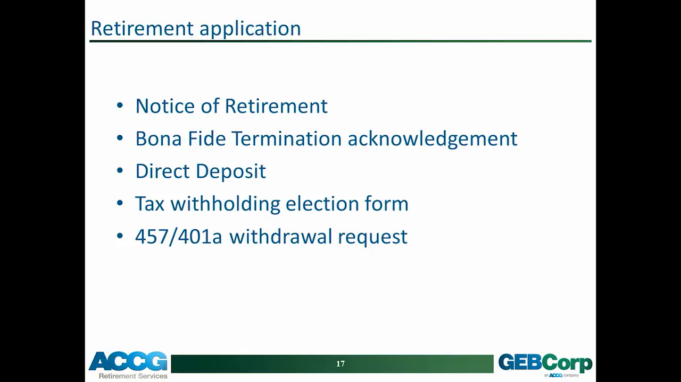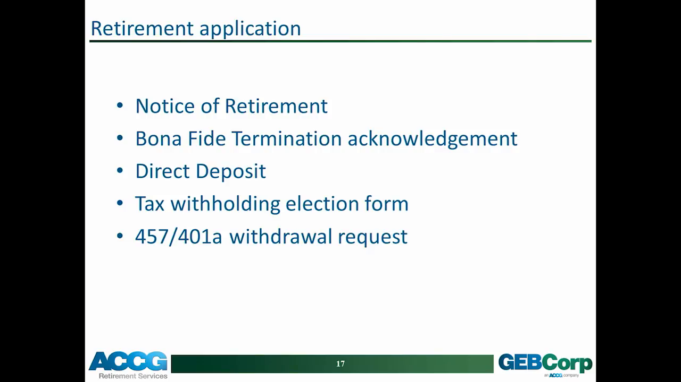First, you fill out a notice of retirement. It's a pretty basic form. That's the form where you will indicate if you want to take a survivor option or not. Joint survivor 100%, whether you're going to do the 75% or not, and you're going to list your beneficiary. Simple form. There's also a form, what's called a bona fide termination acknowledgement.